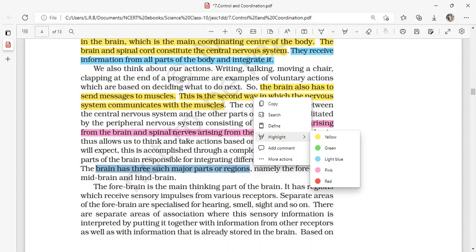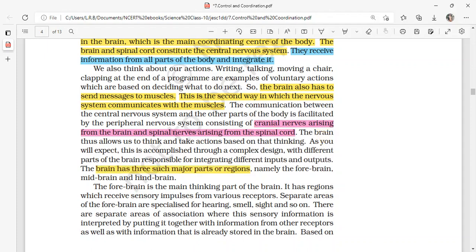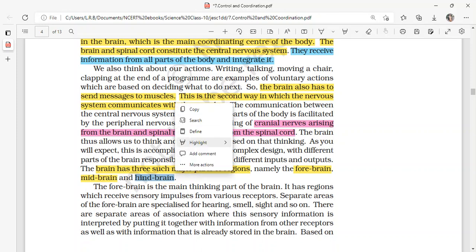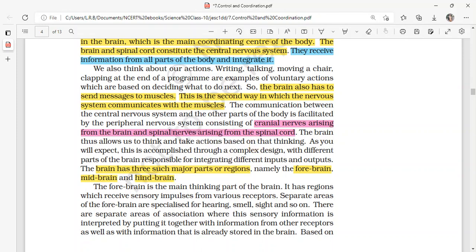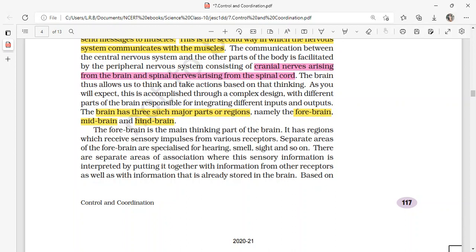These three major parts are, namely, the front part of the brain, called the forebrain. The part behind the forebrain is called the midbrain, which is inside the brain with the soft tissue, and the part at the back region of the skull is called the hindbrain. Forebrain, midbrain, and hindbrain. These are the three parts of the brain.